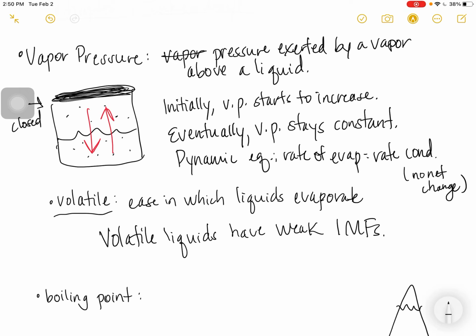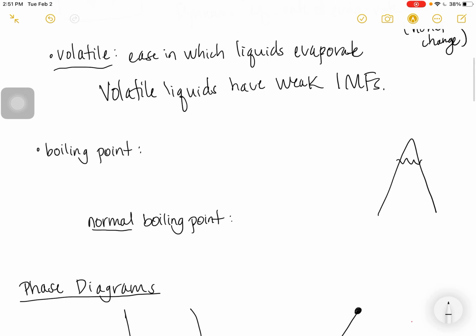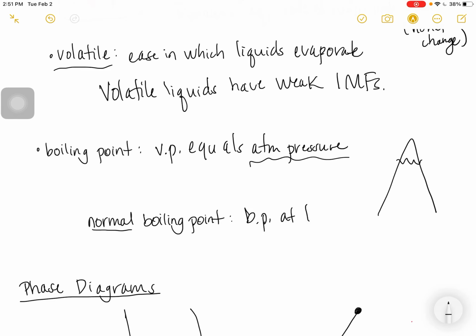A second discussion in vapor pressure is the boiling point, and the boiling point of a liquid is when the vapor pressure equals the atmospheric pressure. And so what we learn right here is that boiling point actually depends on atmospheric pressure. And so because of that, we have to define something called a normal boiling point, which is the boiling point at 1 ATM, okay, or like sea level.